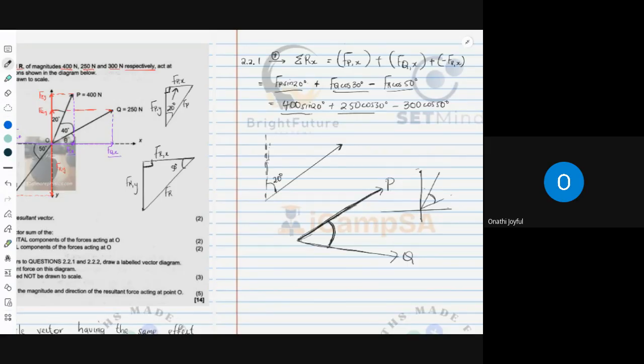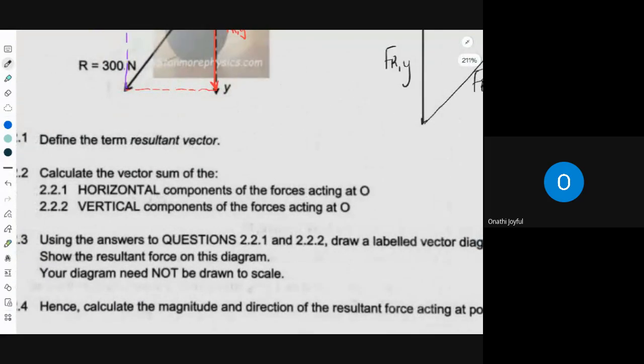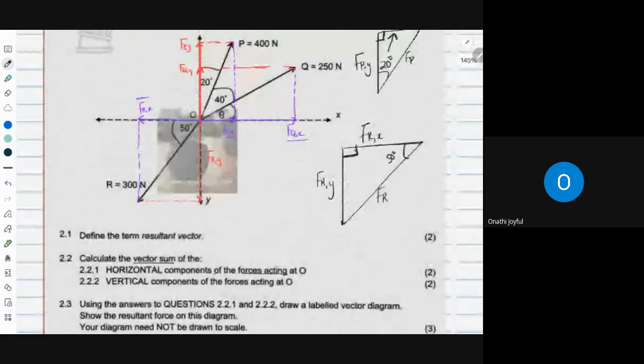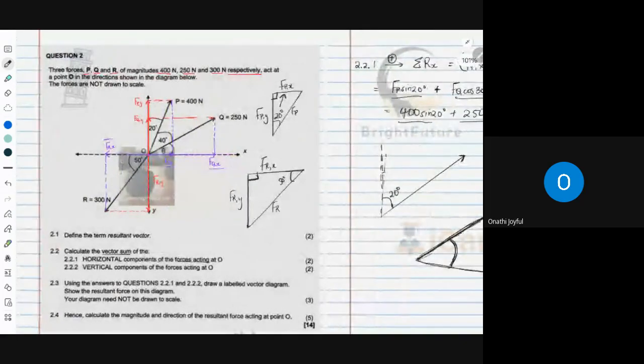To add. Yes. Oh, so remember at this stage they told us here, what is the vector sum, right? Sum is adding, obviously, of all the horizontal components of the forces acting at O. So we are told that we need to add all the horizontal components at point O. So what that means is we take all these: there's FPX, which is the horizontal component of P, there's FRX, which is the horizontal component of R, then there's FQX, which is the horizontal component of Q.